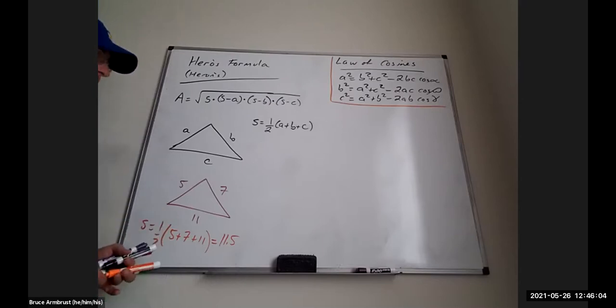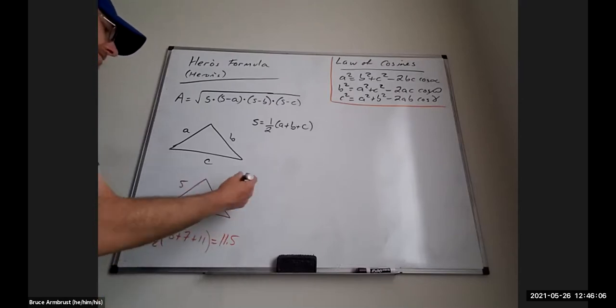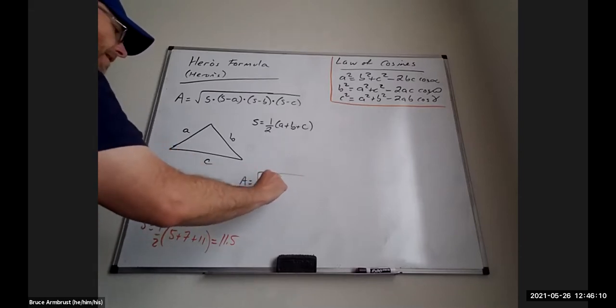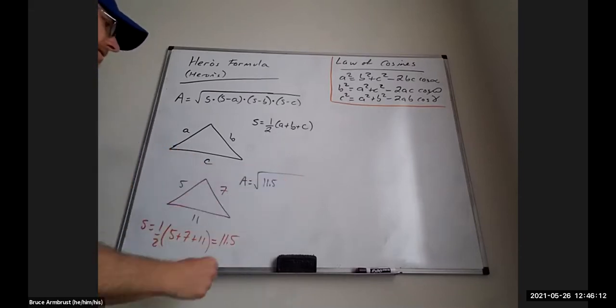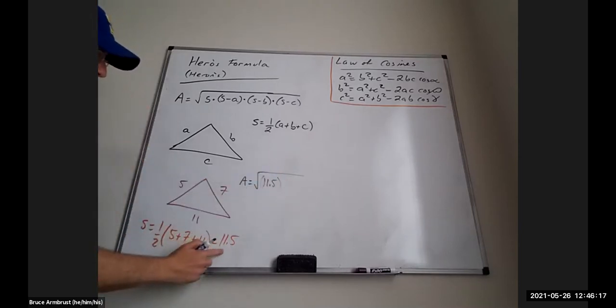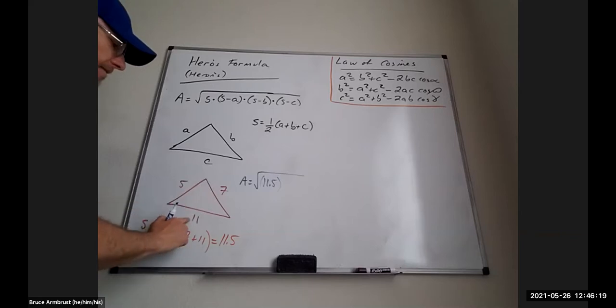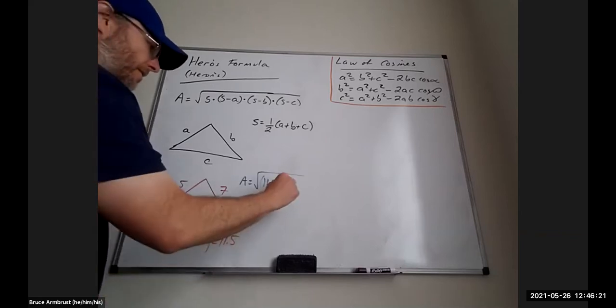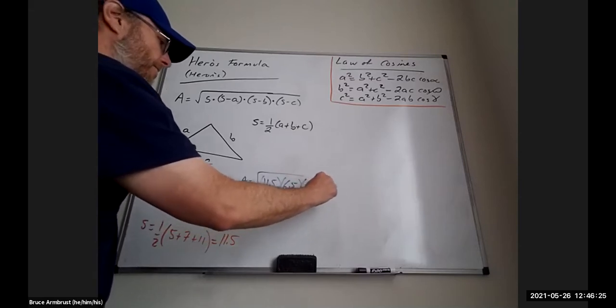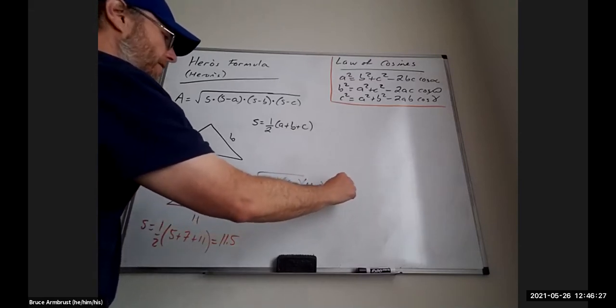Then to get the area, we just plug all these things into Hero's formula. So we're going to get the square root of 11.5 times, now I have to take this S and subtract the 3 sides, so I'm going to get 6.5, 4.5, and 0.5.